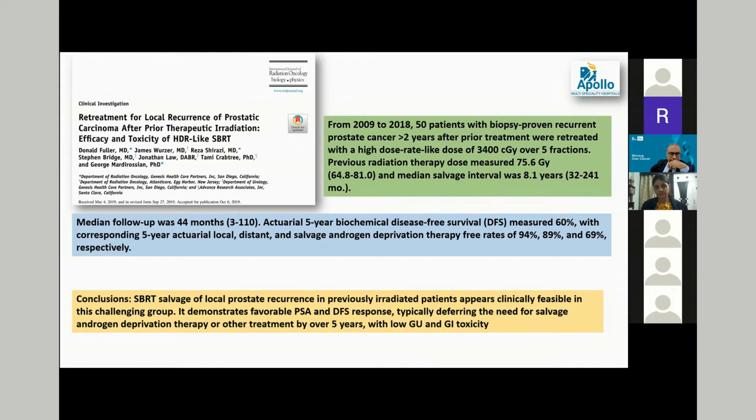So after a 44 months of median follow-up, the 5-year biochemical disease-free survival was 60%, with the corresponding 5-year actuarial local, distant, and salvage androgen deprivation therapy-free rates were quite good, 94%, 89%, and 69%. And they concluded SBRT salvage of local prostate recurrence in previously treated patients appears clinically feasible in this challenging group. It demonstrates favorable PSA and DFS response, typically deferring the need for salvage androgen deprivation therapy or other treatment by over 5 years with low GU and GI toxicity.